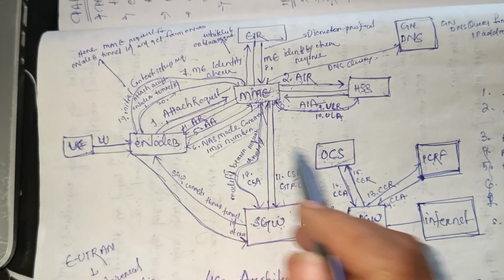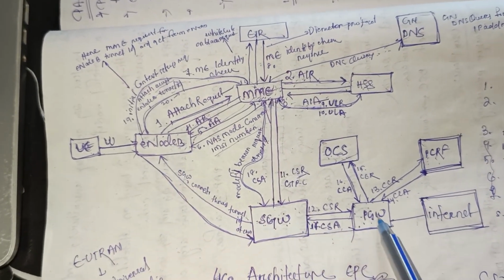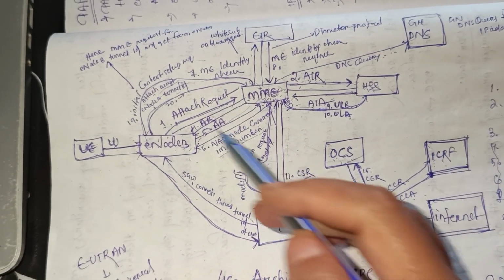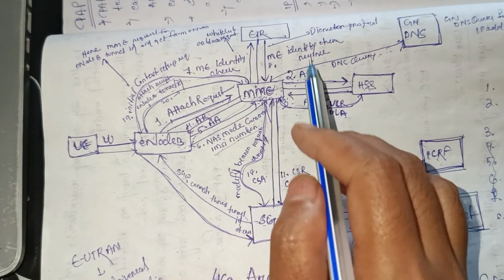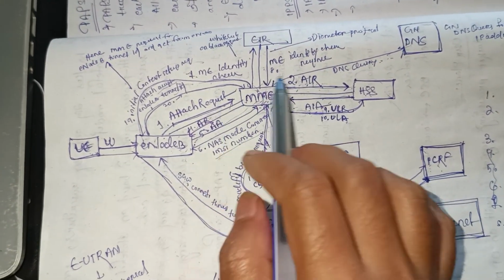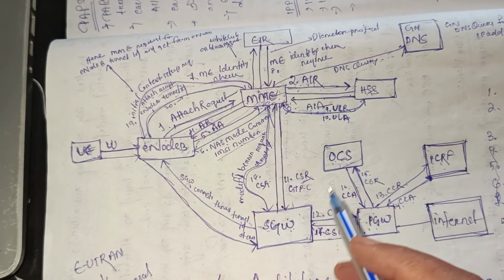So that the user plane, the data flow, goes from UE to eNode B, SGW, PGW to the internet, or from the internet to PGW, SGW, eNode B to UE. So this is the data plane, and all of the others are the control plane, the signaling plane. They handle the signaling part, but this handles the data part.